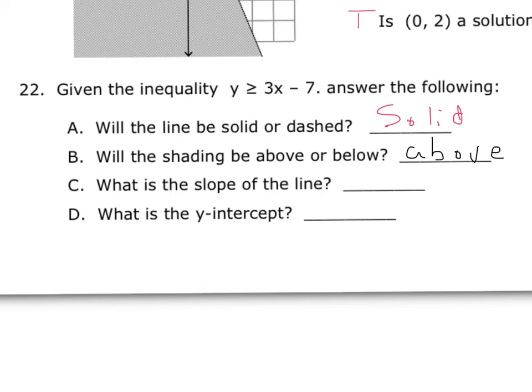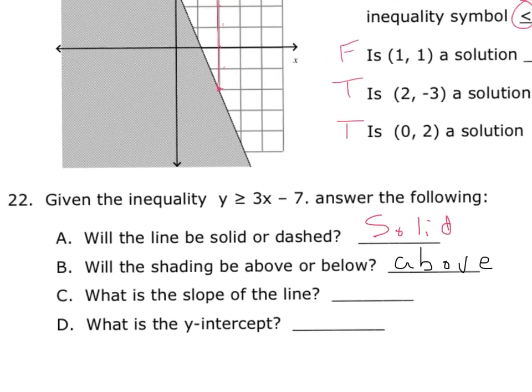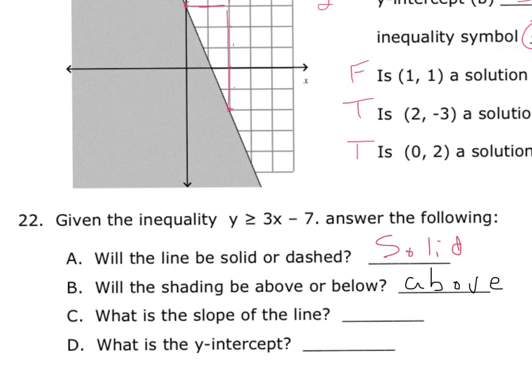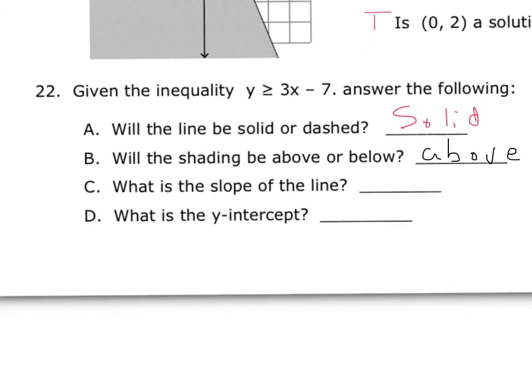What is the slope of the line? Okay, so we're just going to look at the equation. So we have 3x. The slope is the number in front of the x, or the coefficient. So the slope is 3 over 1, or just 3. They're the same thing. And what is the y-intercept? So we look at the number at the end, so negative 7. And that is our y-intercept, negative 7.